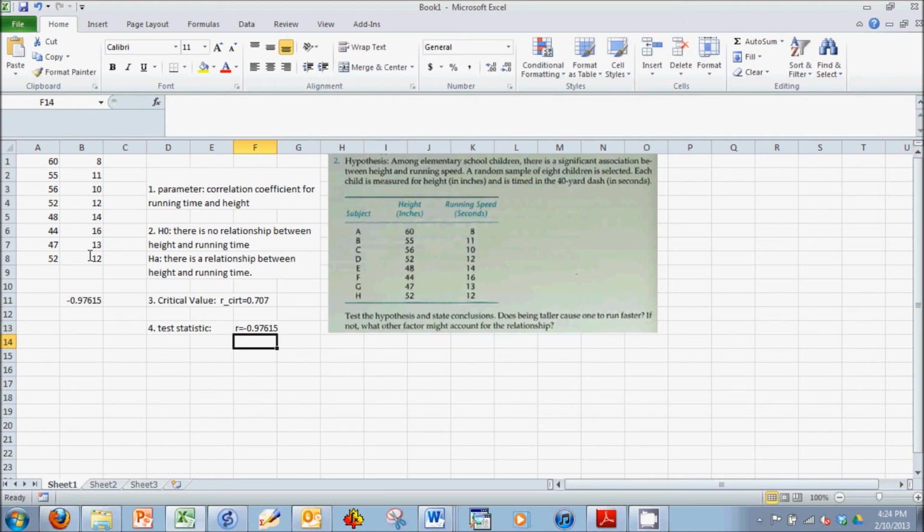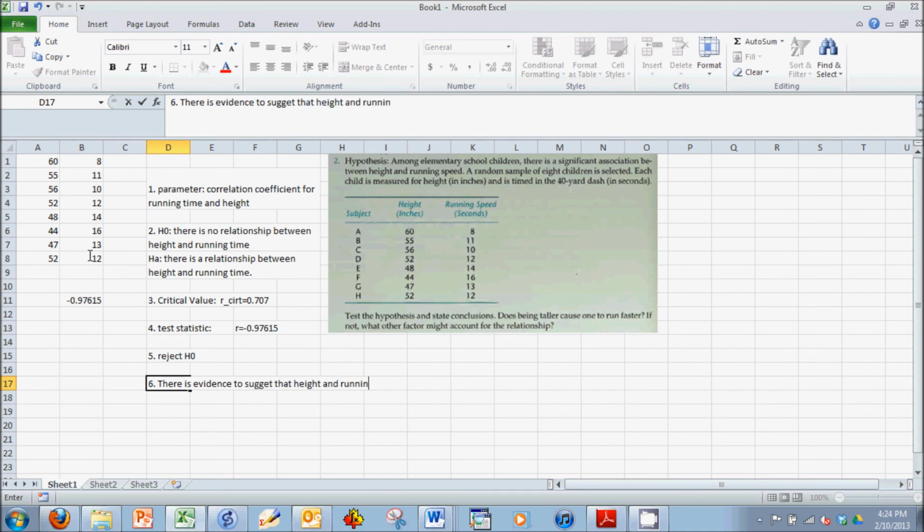So you can see that this is a very large correlation coefficient, very close to 1, or -1 rather, larger in magnitude than the critical value. And so the conclusion is we're going to reject the null hypothesis, and the conclusion is that there is evidence to suggest that height and running time are related.